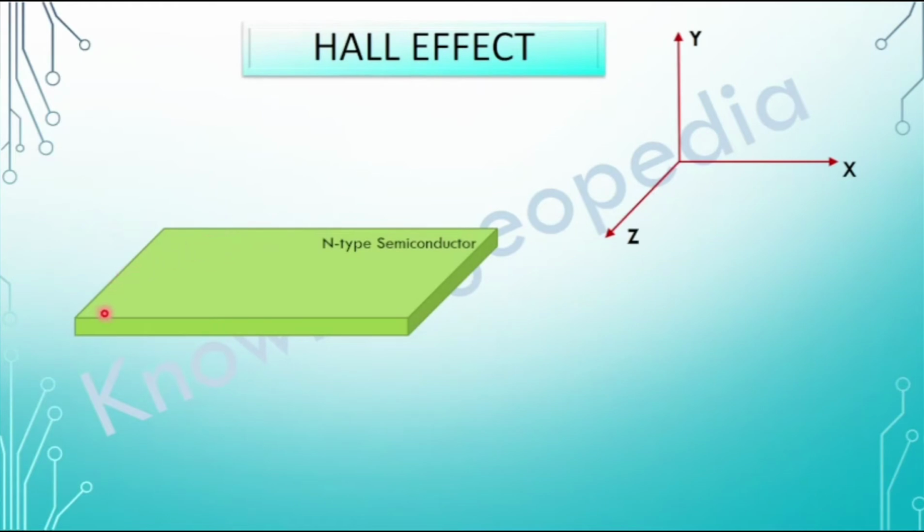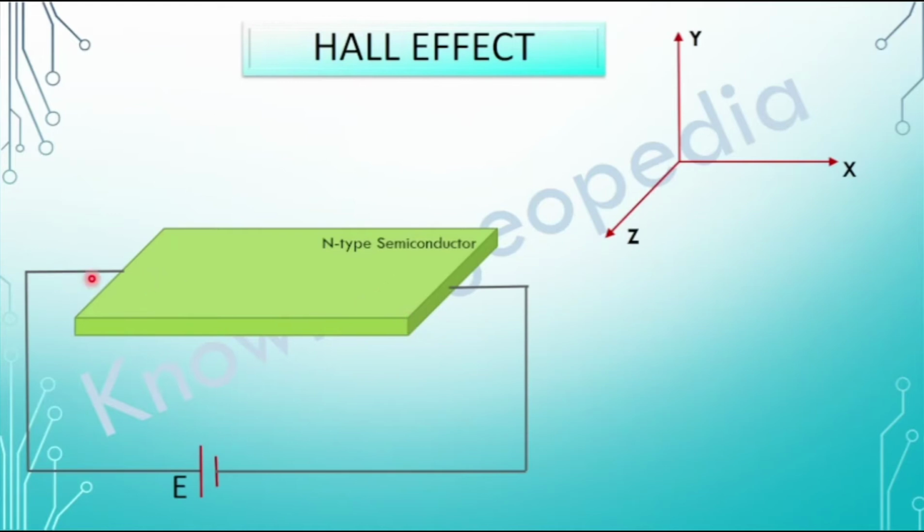For this, I have considered an N-type semiconductor wafer. This is the length, this is breadth, and the thickness is very small, that is a thin wafer I have taken. If we apply some electric field across this semiconductor, what will happen?